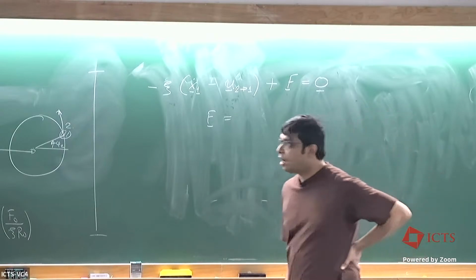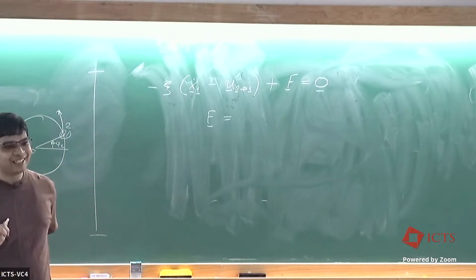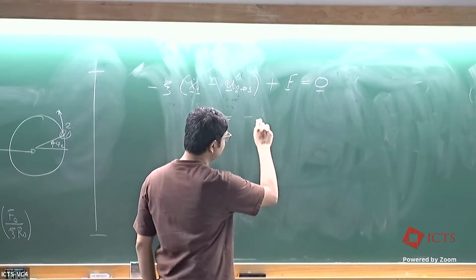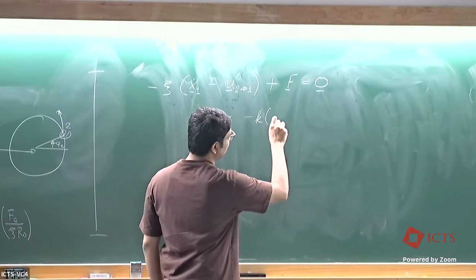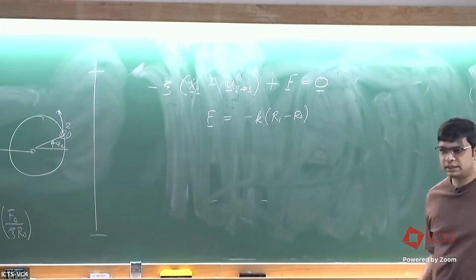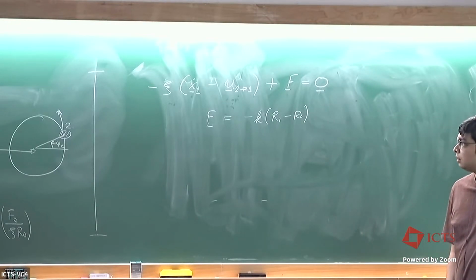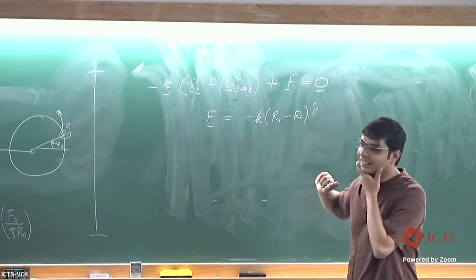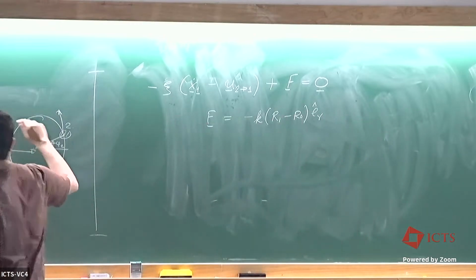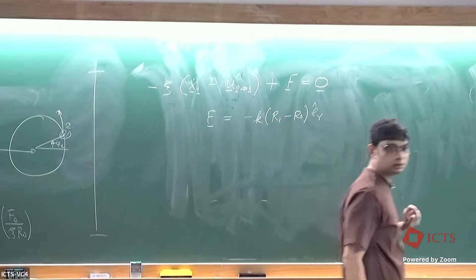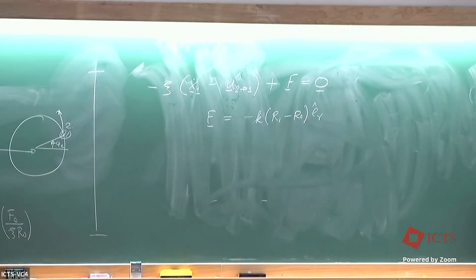Half k square is the energy. So what does it go? Minus k times, let's call it R1 minus R0. Fine, this is okay, right? And this is in which direction? In the r direction. So let's set up a coordinate system, it's getting confusing. This is e hat phi, and this is e hat r. This is in the r direction, right? Okay?